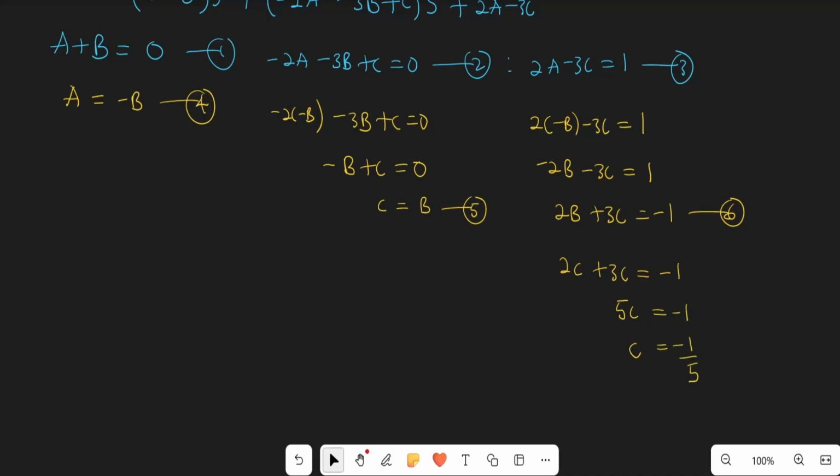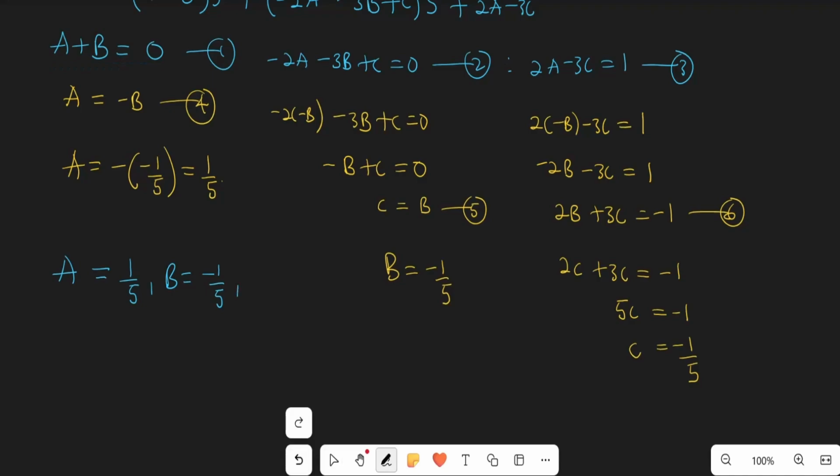Like this, we have gotten c. Now that we have gotten c, we know that c is equal to b. If c is equal to b and c is negative 1 over 5, that means that b is equal to negative 1 over 5 as well. Now we have gotten b to be negative 1 over 5. A is going to be negative into b, negative 1 over 5, so that is going to be positive 1 over 5. So there we have our values, a, b, and c. Very easy. So a is 1 over 5. B is negative 1 over 5. That is why they are summing to 0 in the first equation. And then c is going to be negative 1 over 5 as well.